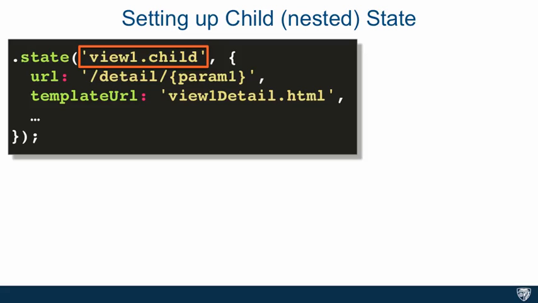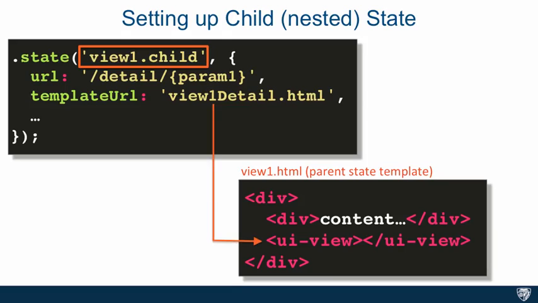Having a child state also means that somewhere in the parent's template there's a declaration of the UI view into which the child template can insert its own template. This setup is really no different than the UI view directive that's placed directly in the main HTML page.